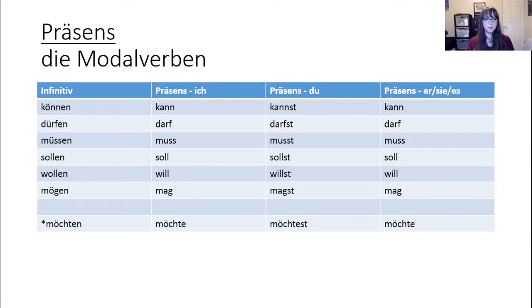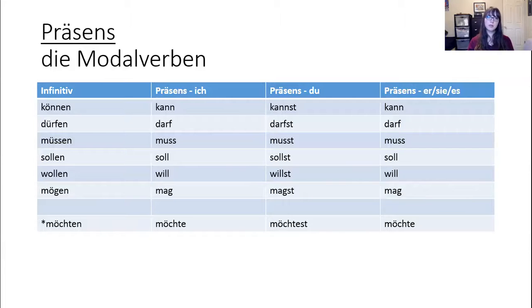Okay, so for dürfen, we've got ich darf, du darfst, er darf. For müssen, ich muss, du musst, er muss. Sollen is should or to be supposed to. Ich soll, du sollst, er soll. Wollen is to want to. So this is a false friend in English. Ich will means I want, not I will. So ich will, du willst, er will.